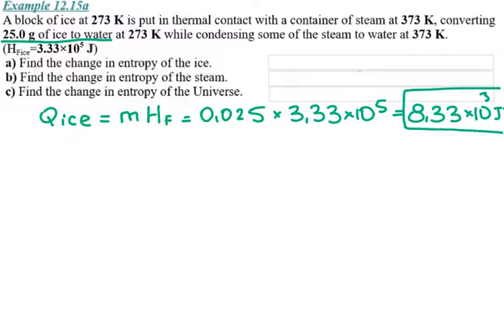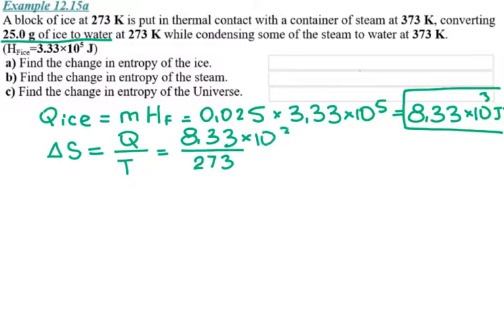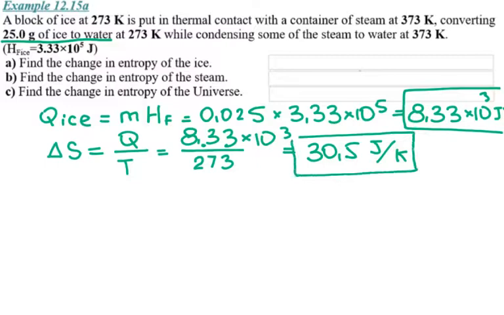And to calculate the entropy increase, because this amount of ice was changed into water, I have the heat added to the ice to melt it over the temperature at which it's happening. During the process of melting, the temperature did not change. It's 273 Kelvin, or 0 degrees Celsius. So that is 8.33 times 10 to the 3rd over 273, and I get 30.5 joules per Kelvin increase of entropy because of such a process.